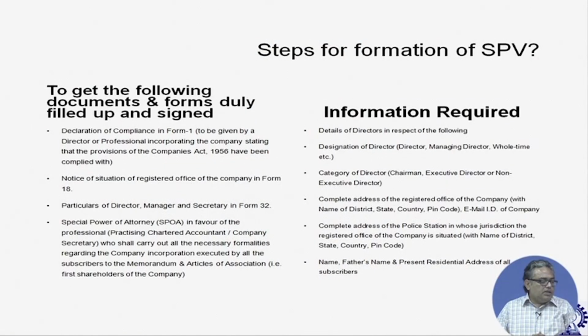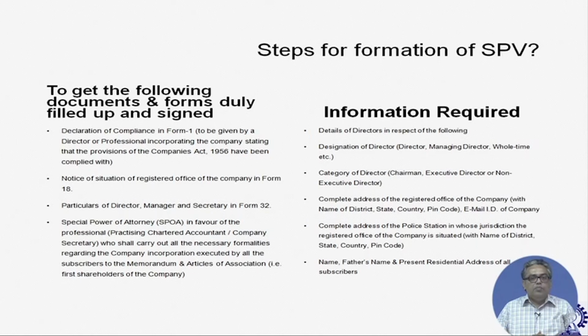And again, on the other side you will find I will detail out what information you need to give. One of the important things is that you need to tell within which police station's jurisdiction your company's registered office will be. You might find it unusual, but this is there because some kind of criminal charges can be framed against the company, and because of that you need to give this particular information.